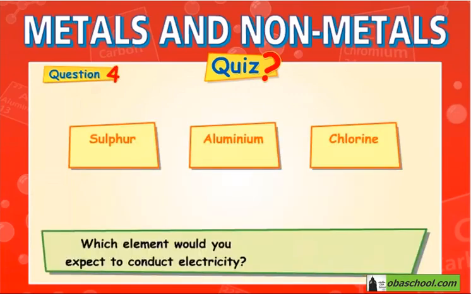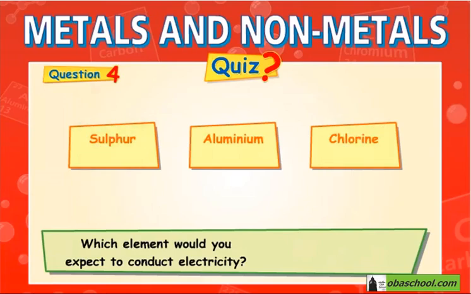Which element would you expect to conduct electricity? Sulfur, aluminum, or chlorine? Now let's analyze this a little bit. Sulfur is a nonmetal, and chlorine is a nonmetal. Both of them are located to the right side of the periodic table, and we know that one characteristic of nonmetals is that they do not conduct electricity.